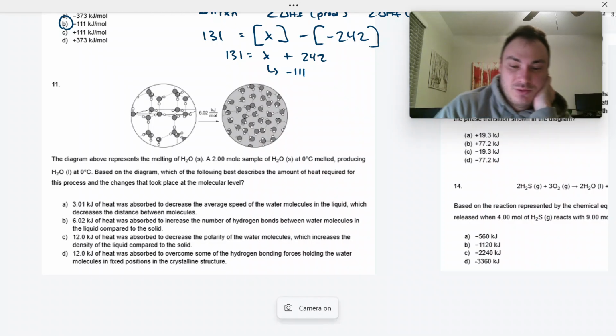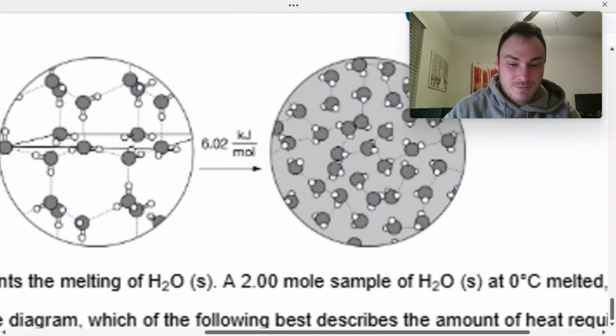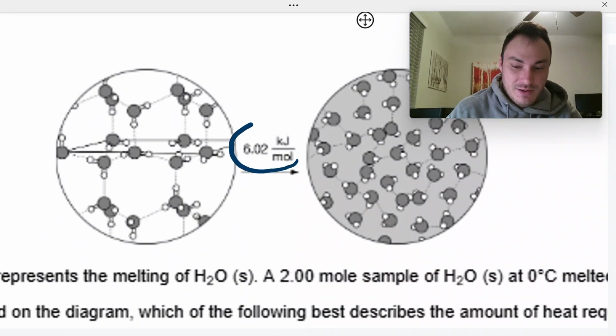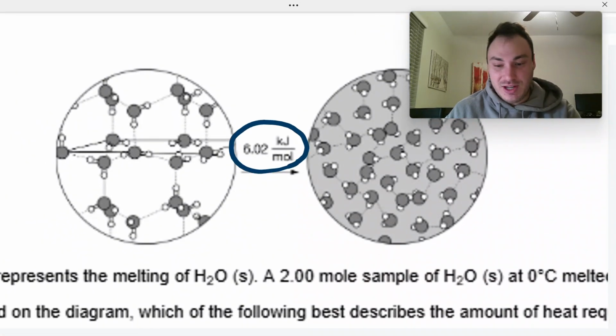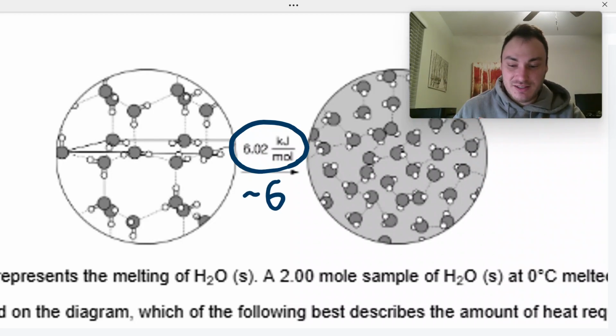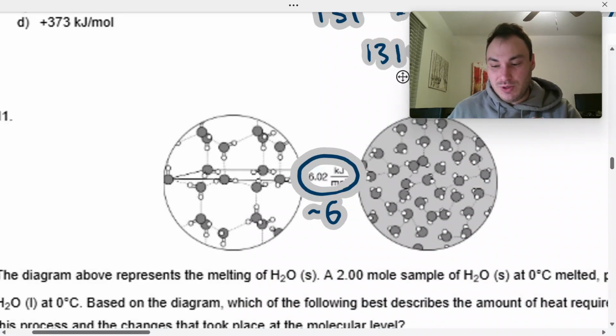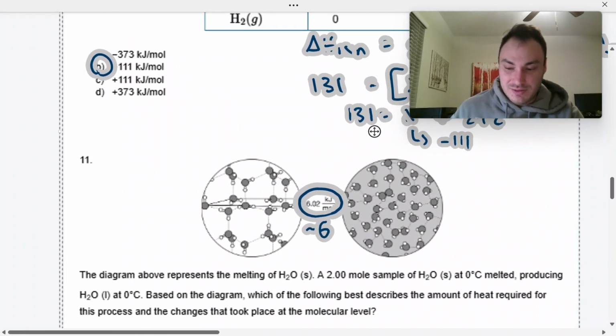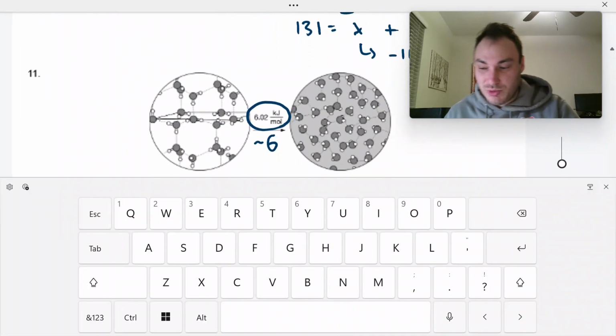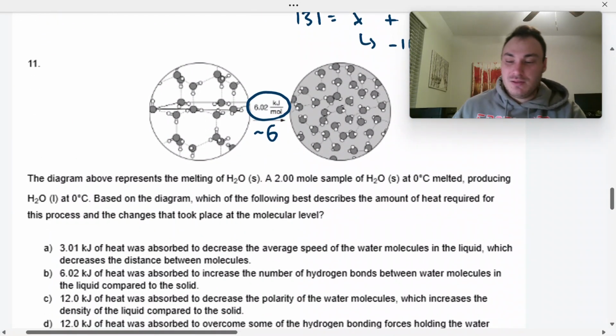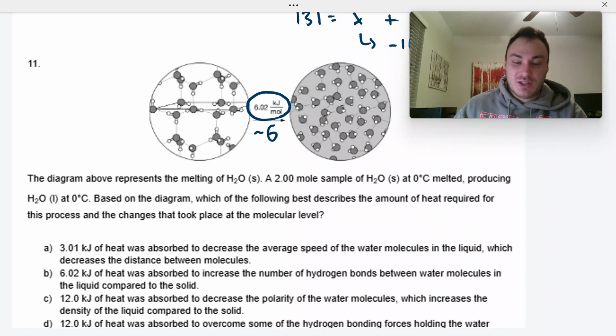Okay, so I wish I could make this bigger. We are given that number there, and that number is actually kind of key. It's 6.02, we'll just call that 6 kilojoules per mole. So what that means is it's going to take 6 kilojoules per mole. 6 kilojoules is released every time 1 mole of water freezes. Because that's what's happening here. Oh no, it's the other way around. When 1 mole of water melts, we're melting water.